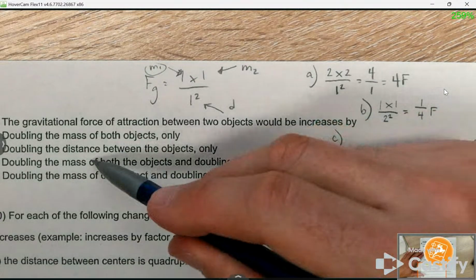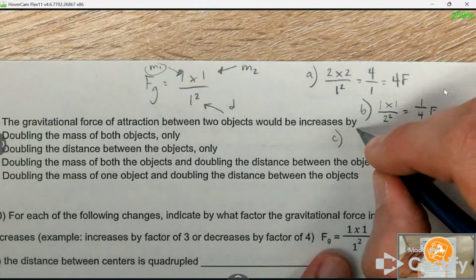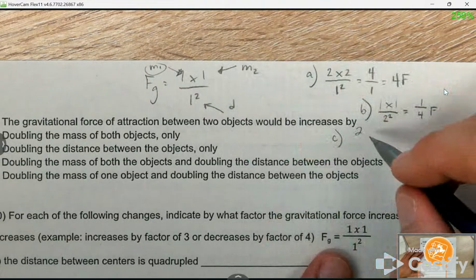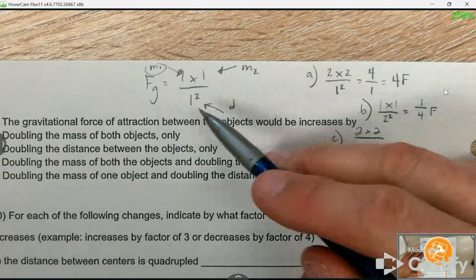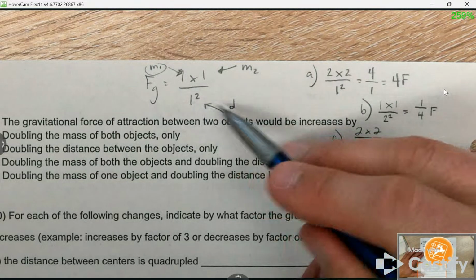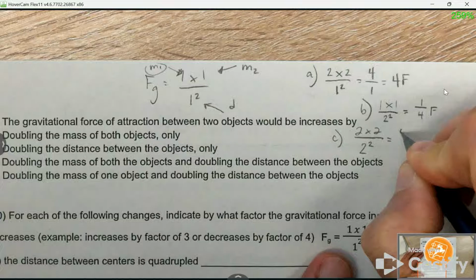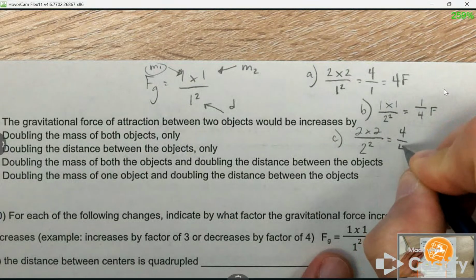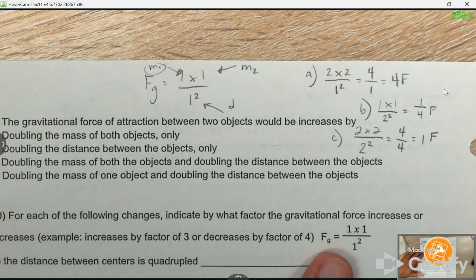C, double the mass of both objects and double the distance. So both masses, instead of them being a 1, are going to become a 2. And then you also have to double the distance. So instead of D being a 1, we're going to make it a 2. You still have to square it. You get 4 on top, 4 on bottom. It just reduces to 1, so it would be the same force.